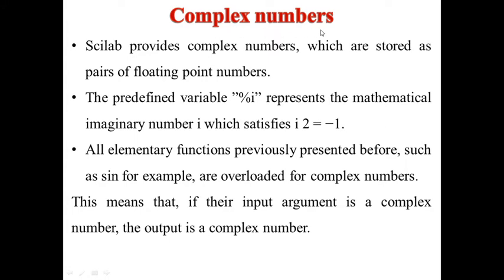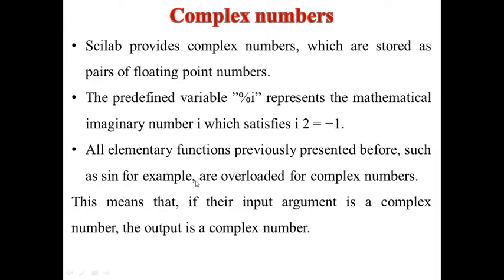Okay. First one is the complex numbers. What is a complex number? You all know what is a complex number, right? Scilab provides a way to store a complex number as a pair of floating point numbers. This can be done with the predefined variable %i, which represents the mathematical imaginary number where i squared is equal to -1. All the elementary functions presented before, such as sine and cos, work with complex numbers, which means the input argument is a complex number and the output is also a complex number.